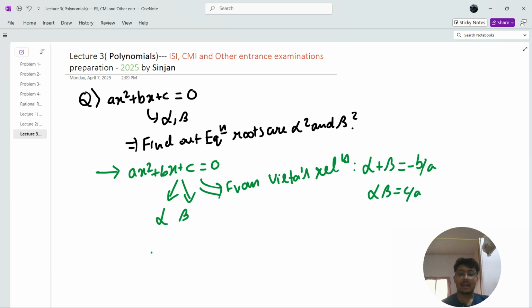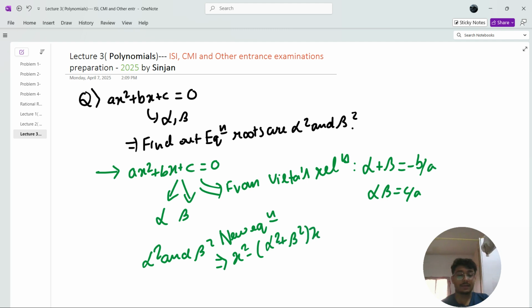Now comes alpha square and beta square. Basically, we need an equation whose roots are alpha square and beta square, whose relations can be derived from the original Vieta relations. How? To form an equation, my general equation would be the new equation. The new equation would be x square minus alpha square plus beta square times x, plus alpha square into beta square, equals 0.